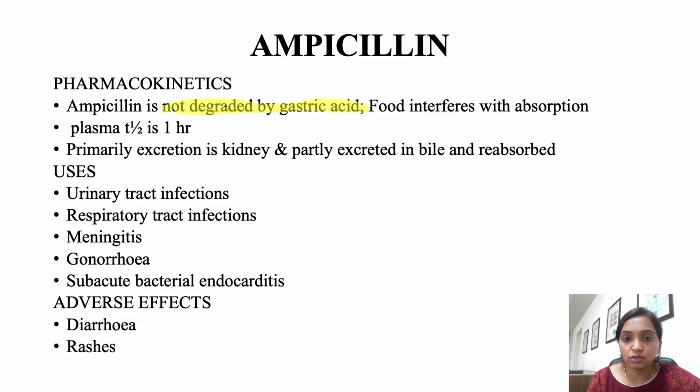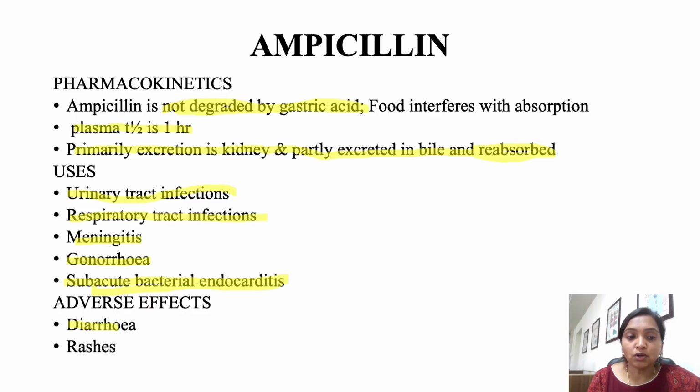It can be used orally. Its absorption is affected by food, and T half is 1 hour. It is primarily excreted in the kidney and partly by the bile, which is then reabsorbed through the enterohepatic circulation. And they are used in case of urinary tract infection, respiratory tract infection, meningitis, gonorrhea, and also in case of subacute bacterial endocarditis, ampicillin is used.